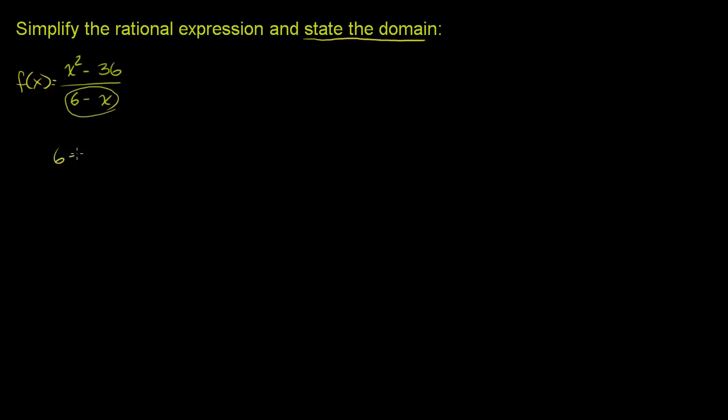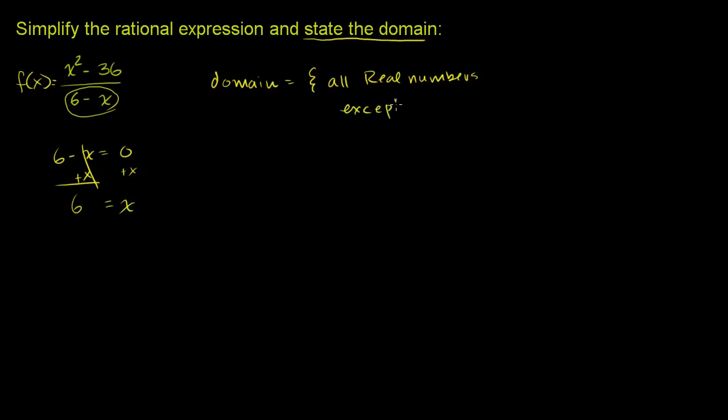So when does that happen? 6 minus x is equal to 0. Let's add x to both sides. And we get 6 is equal to x. So the domain of this function is equal to the set of all real numbers except 6. So x could be all real numbers except 6, because if x is 6, then you are dividing by 0, and then this expression is undefined. So we've stated the domain. Now let's do the simplifying the rational expression.